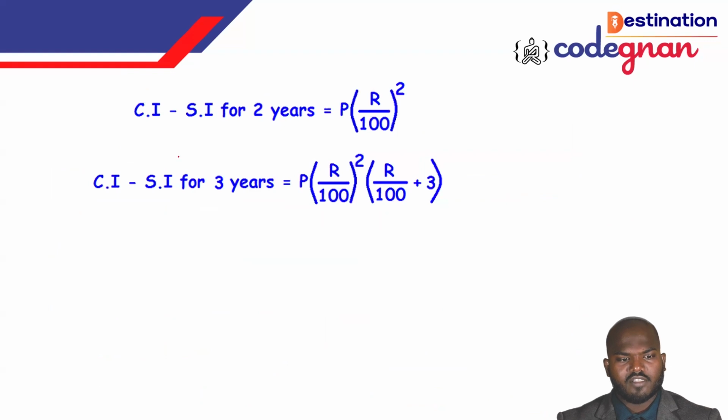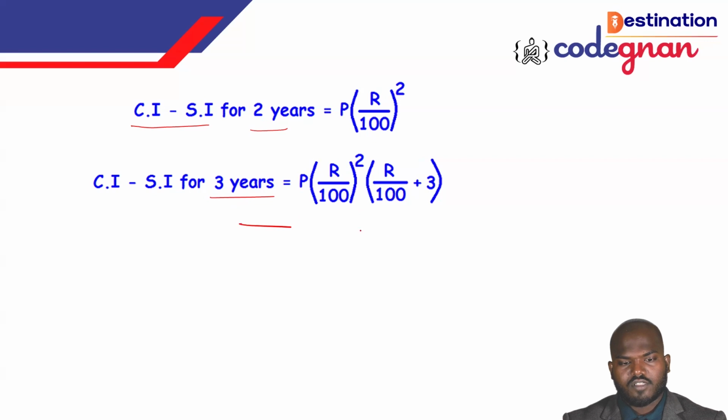So this is our major formula: the difference between the compound interest minus simple interest for 2 years, we can call it P times (R by 100) whole square. If it is for 3 years, P times (R by 100) whole square, times (R by 100 plus 3). This is the particular formula we have learned.